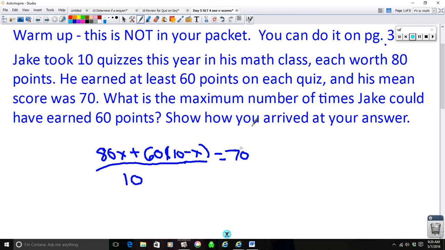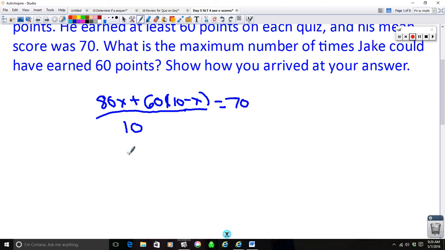So the question is, how many of you guys came up with that? And that is what we need to solve this problem. Again, you don't need this formal formula to come up with it. I assume many of you found a way to figure this out without it, but this is the formal formula. So 80x, distribute, plus 60 times 10, 600, minus 60x. And then you cross multiply your 10 and your 70 there, and you get 700.